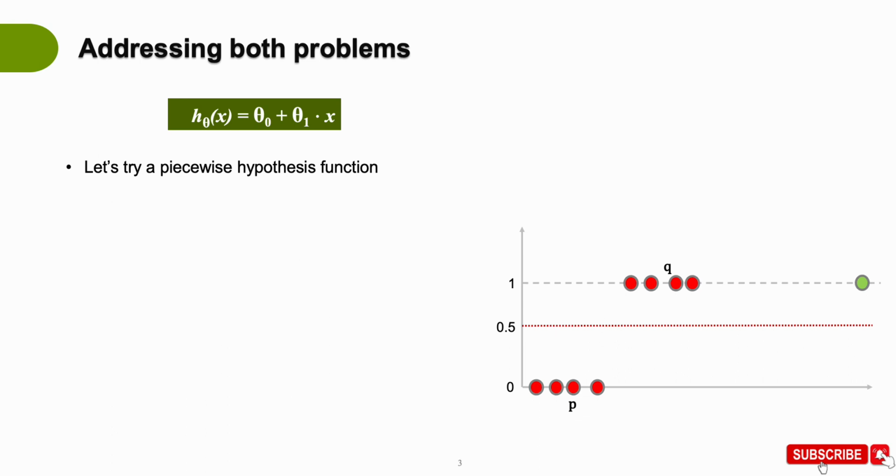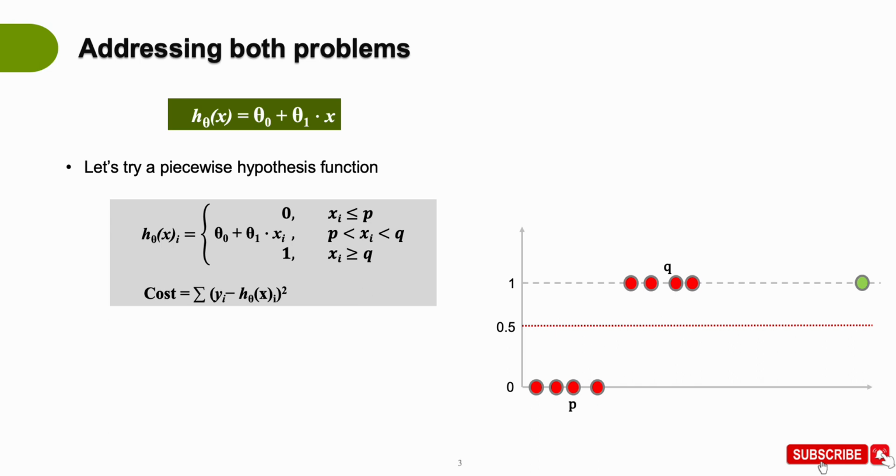So let's try a piecewise hypothesis function to address these issues. Let's say our hypothesis function is defined like this. When we have an x value less than p, our model outputs 0, and when it is in a range from, let's say, p to q, then we use our usual hypothesis that we have seen earlier, and if it is more than q, then our output would be 1, right?